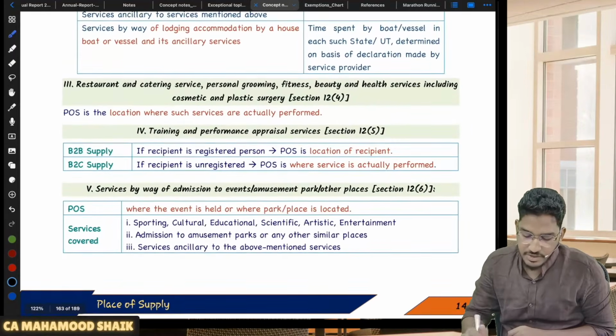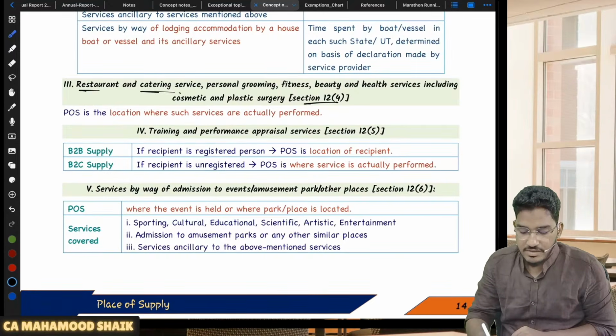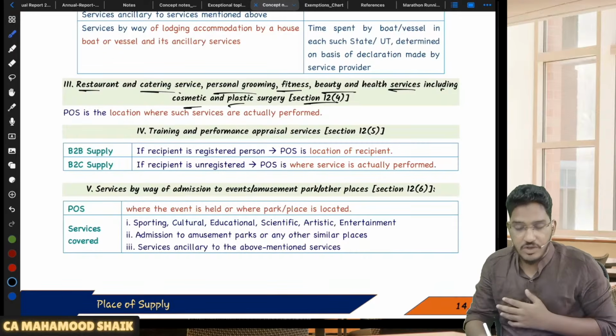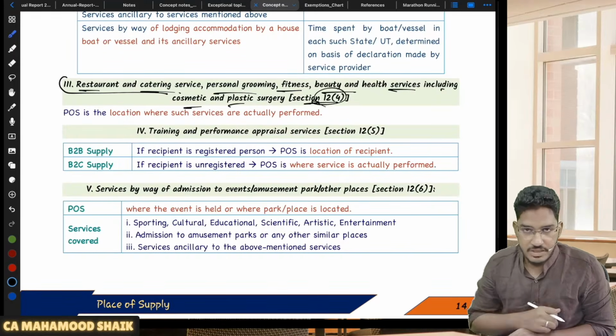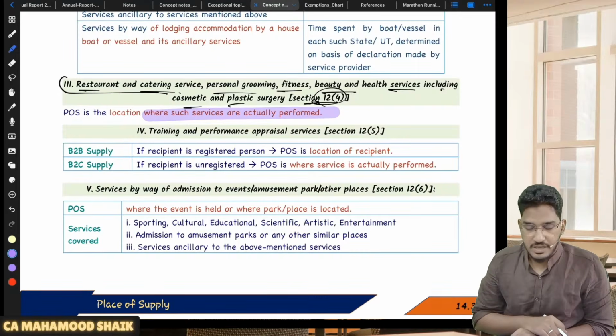Okay, so that is regarding section 12 subsection 3. Now we have section 12 subsection 4, which is talking about performance based services like restaurant and catering services, personal grooming, fitness, beauty, and healthcare services, including cosmetic and plastic surgery. For all these services, the place of supply will be governed by 12 subsection 4, which simply says that the place where the services are actually performed will become the place of supply.